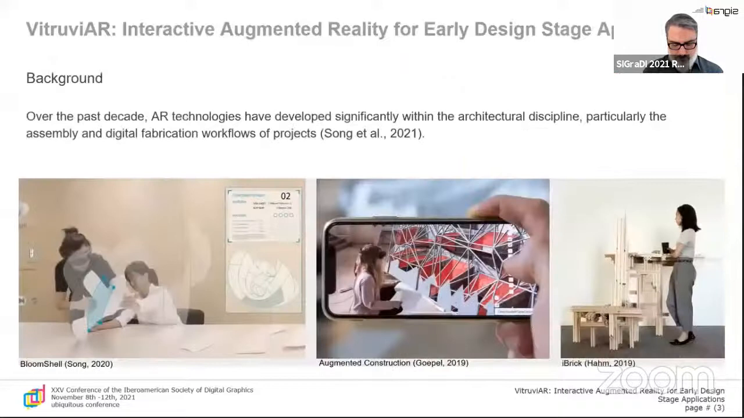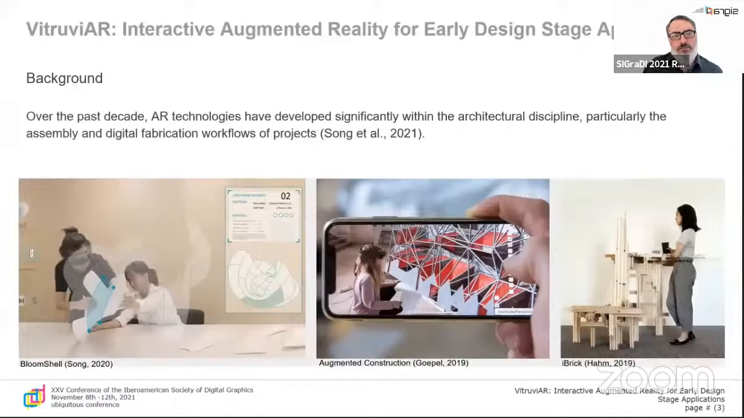AR technologies have developed significantly within the architecture discipline, in agility, assembly, and digital fabrication workflow. In the same way, 3D printers are decentralizing the manufacturing process. AR and VR technologies are creating new methods for humans to access and create information. The democratization of expertise through easy and straightforward holographic guidance demonstrates large shifts in traditional drawing-based workflow. This change has challenged the role of craftsmen while giving them new and integrated possibilities.